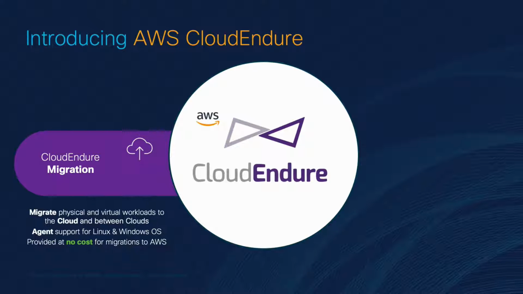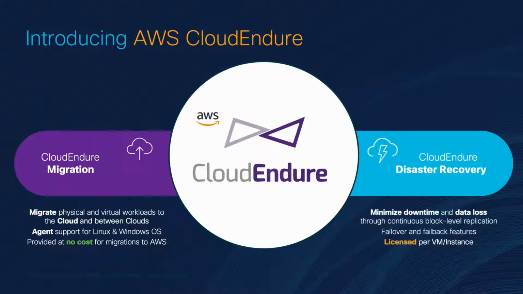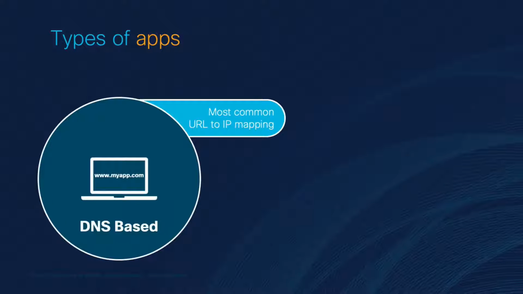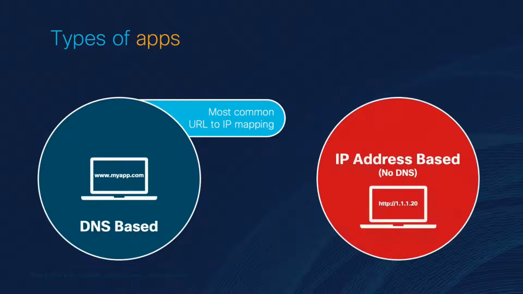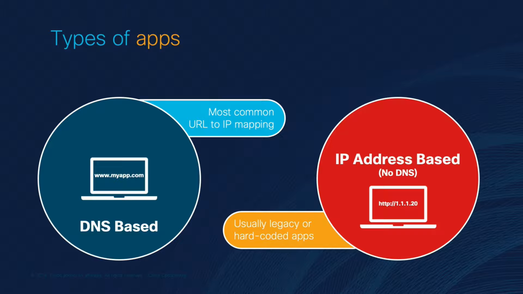Now, if we are talking about disaster recovery, CloudEndure also provides a DR version that supports failover and failback scenarios as well as other advanced functionalities. With that being said, you may want to migrate or increase the resiliency of your applications and workloads. These may be either DNS-based, like most of them out there, or IP-based exclusively in the case of legacy applications.